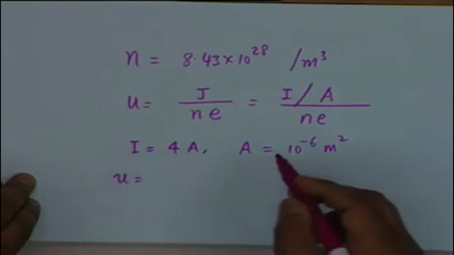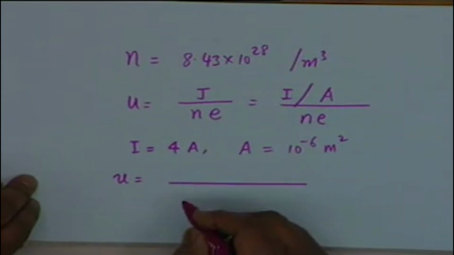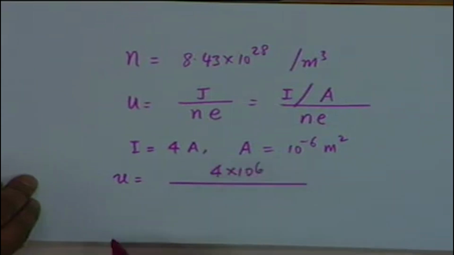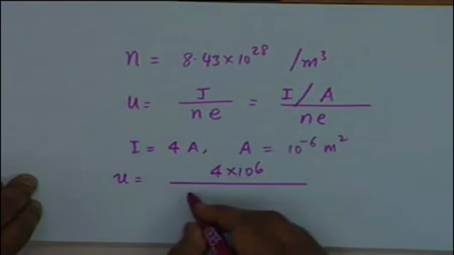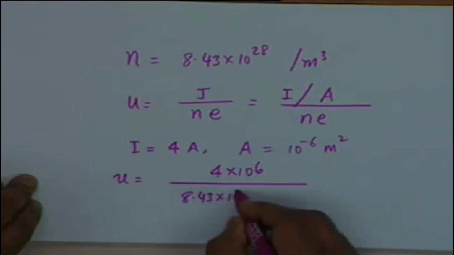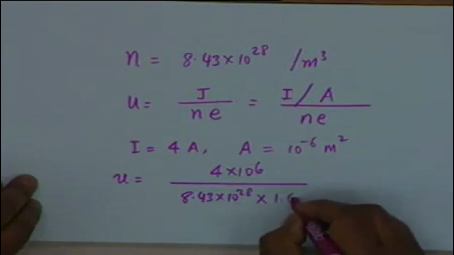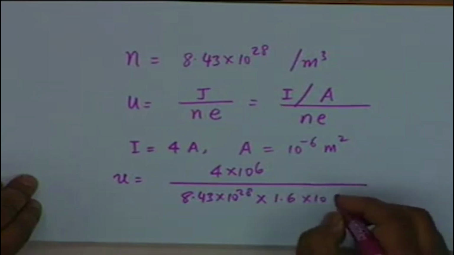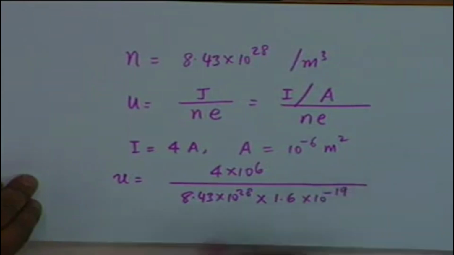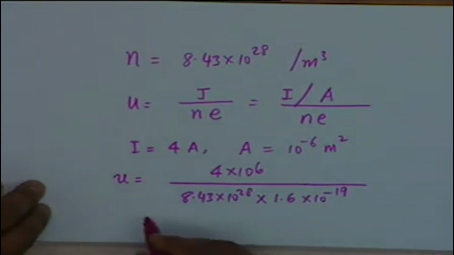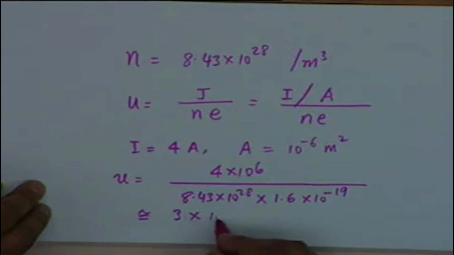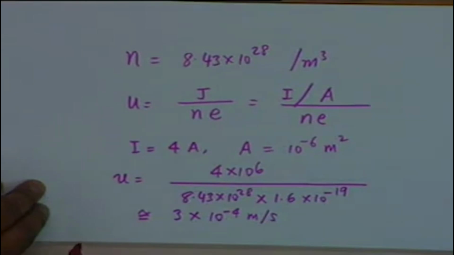Then you can calculate by substituting these values the drift velocity as 4 times 10 to the 6, divided by n, which is 8.43 times 10 to the 28, multiplied by electronic charge 1.6 times 10 to the minus 19 coulombs, and this calculates out to approximately 3 times 10 to the minus 4 meters per second. You see, the drift velocity is an extremely small quantity, 3 times 10 to the minus 4 meters per second.